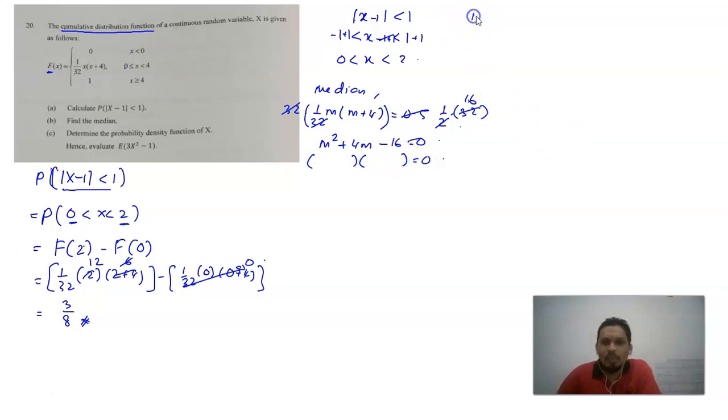The factors of 16: 1 times 16, 2 times 8, 4 times 4. If we choose 1 and 16, the difference cannot be equal to 4, so this is not it. 2 times 8 equals 16, so 2 plus 8 or 2 minus 8, will that give 4? No. 4 times 4 equals 16, so 4 plus 4 equals 8 and 4 minus 4 equals 0. Will you get 4? No.